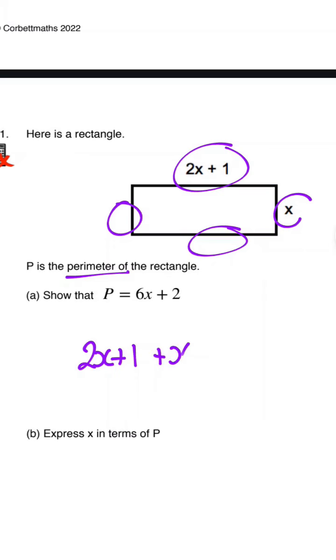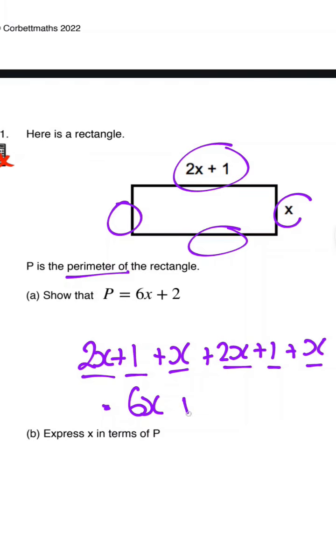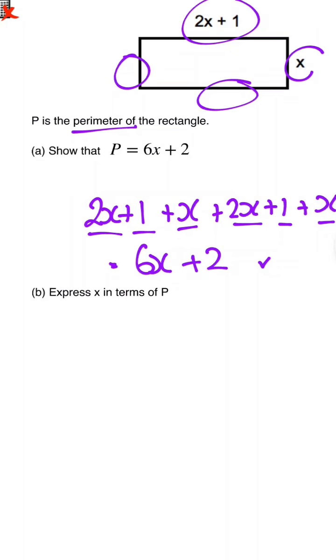Perimeter, I like this one. So you need to include all of the sides, and then you add them all up together. So then we just collect like terms. Underlining keeps me on track so I don't make any mistakes.